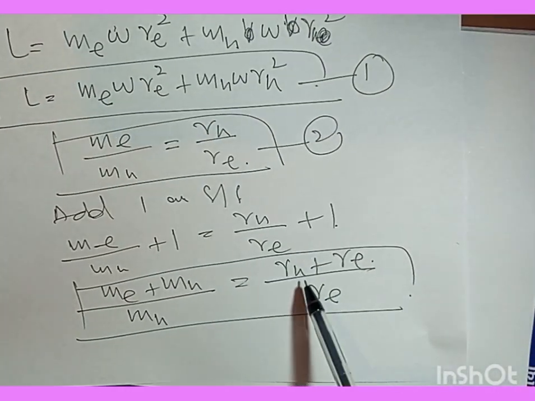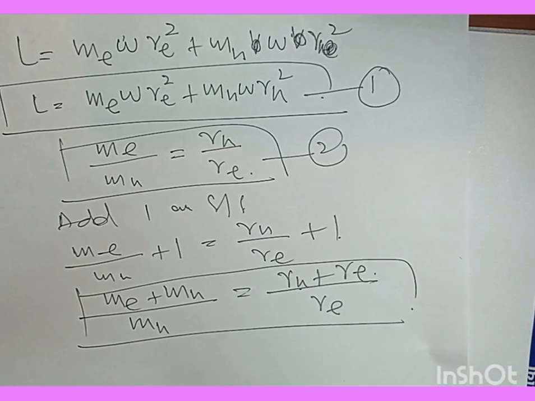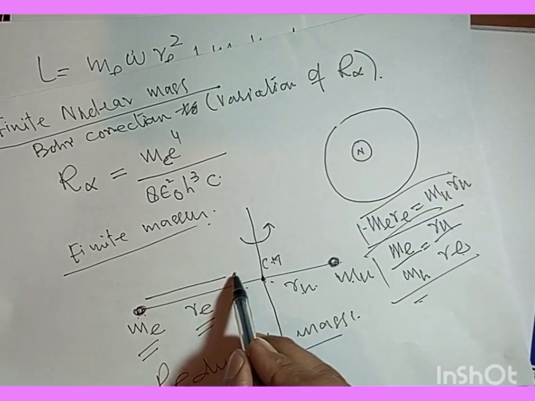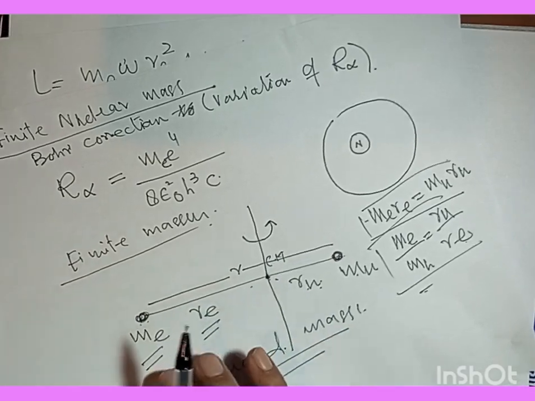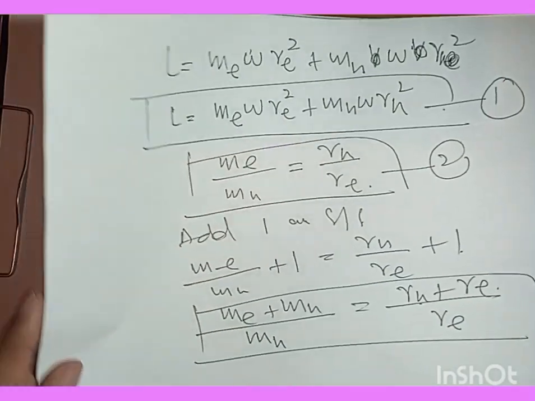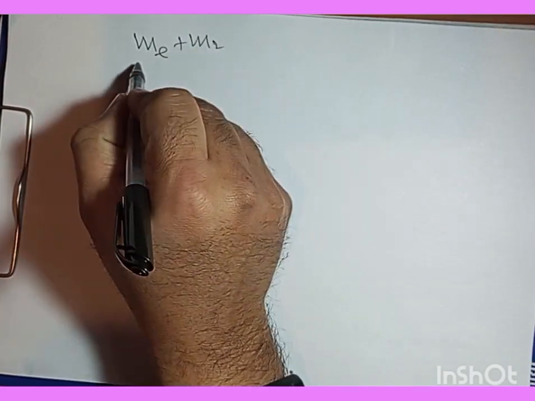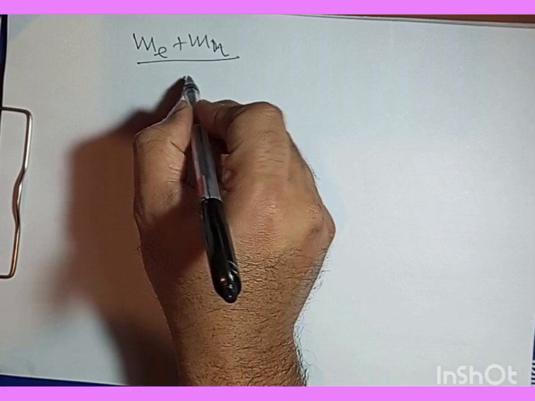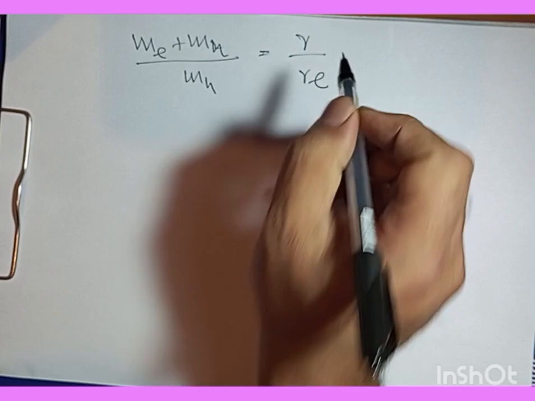So if we look at this Rn and Re, when we add the two separations from the center of mass, this is equal to the total separation. Let us assume this total separation is R. So Re plus Rn, I can write in terms of R. So what I will get here is Me plus Mn divided by Mn is R divided by Re.